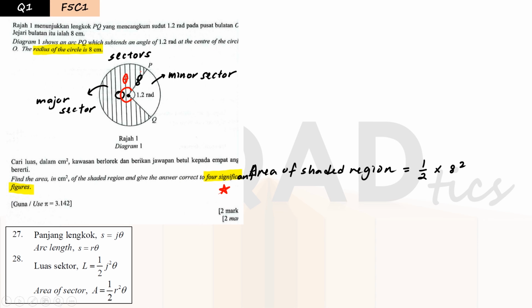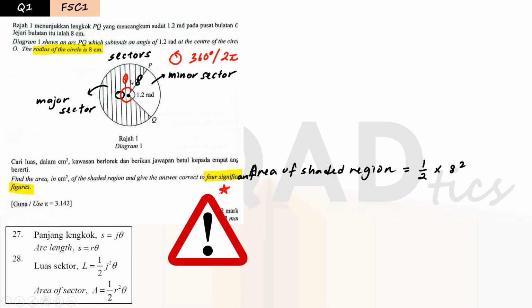Okay, so we do not have this yet, so let us find it. If you combine the theta here and the angle of the minor sector, it is actually one circle, right? Or one cycle, or one turn. So we know that the angle for one turn is 360 degrees, or in radians it is 2 pi, right? So if we know the angle of the entire thing here, we can use this angle and minus 1.2 radians to get the theta.